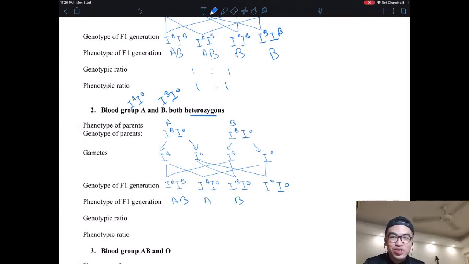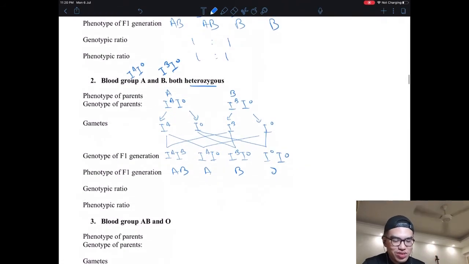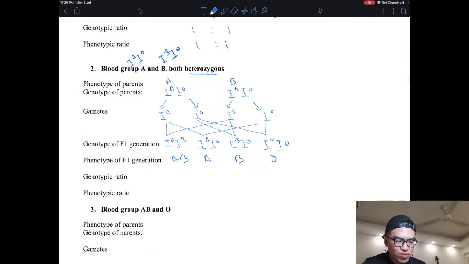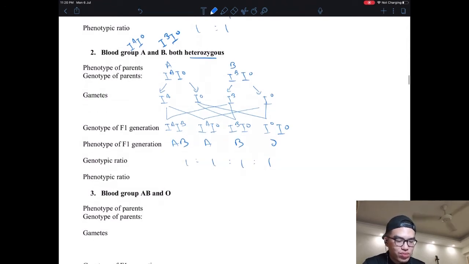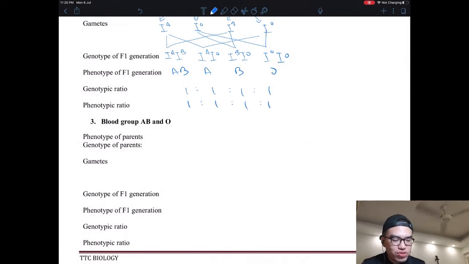With this combination, you can create all 4 children. So 25% each. The genotypic ratio is 1 to 1 to 1 to 1. Phenotypic ratio is also 1 to 1 to 1 to 1. Very interesting. Now for blood group A, B, and O: AB is for sure IA, IB. O is for sure IO, IO. So the gametes are IA and IB, and for O, IO and IO.